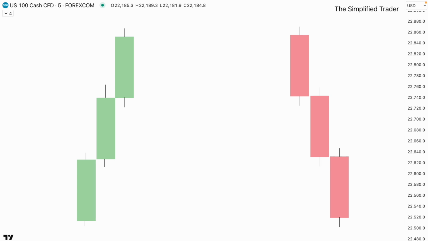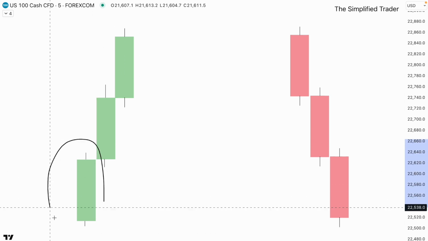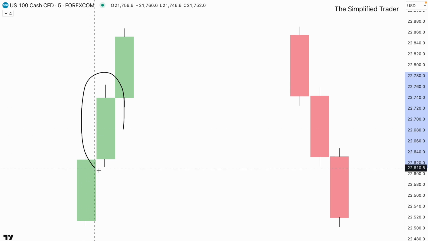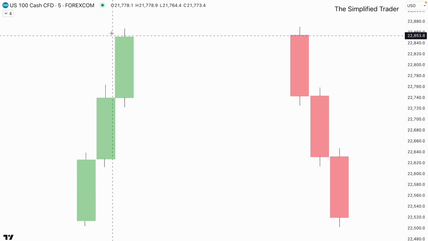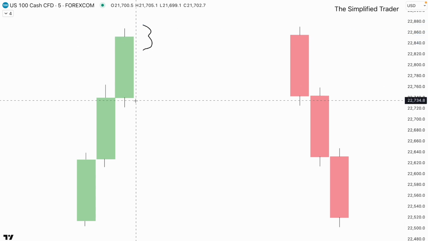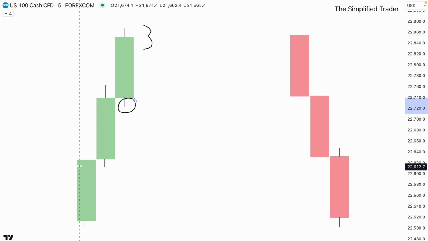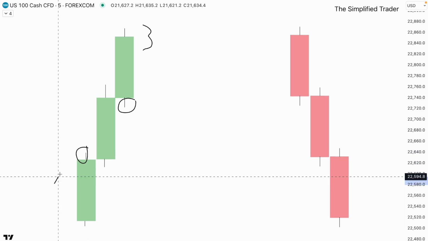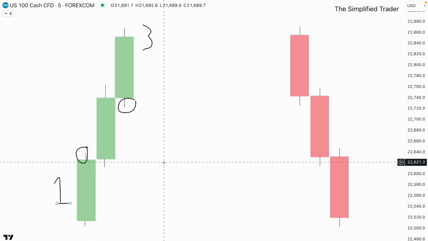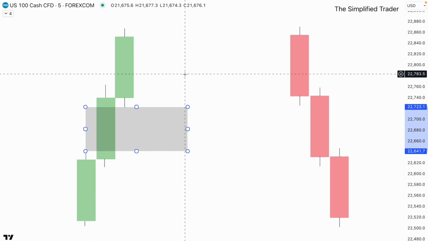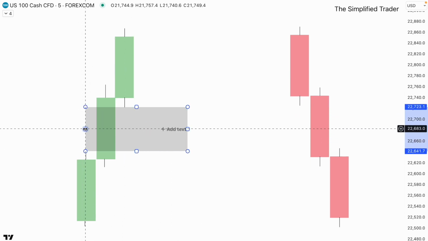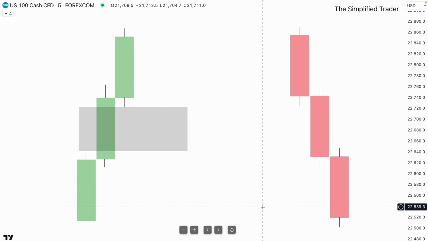A fair value gap is a 3-candle pattern where we have candle number 1, we have candle number 2, and we have candle number 3. So candle number 3, the bottom wick in a bullish scenario does not touch the top wick of candle number 1. Now here you can see that we do not have any overlap. They do not overlap. So we have this gap in price. This is known as a fair value gap.